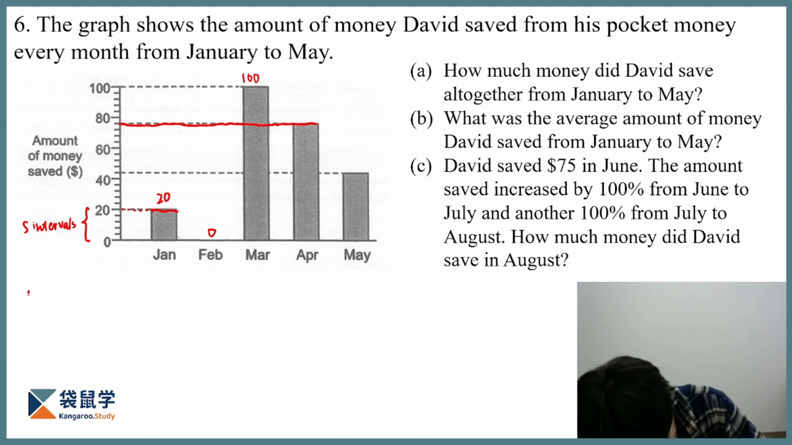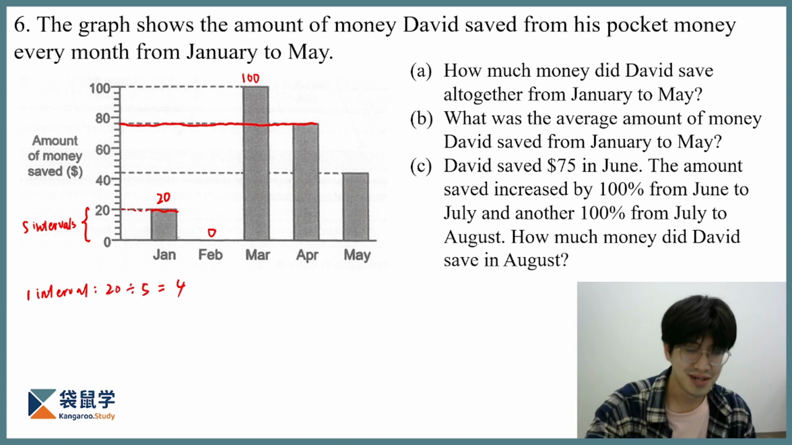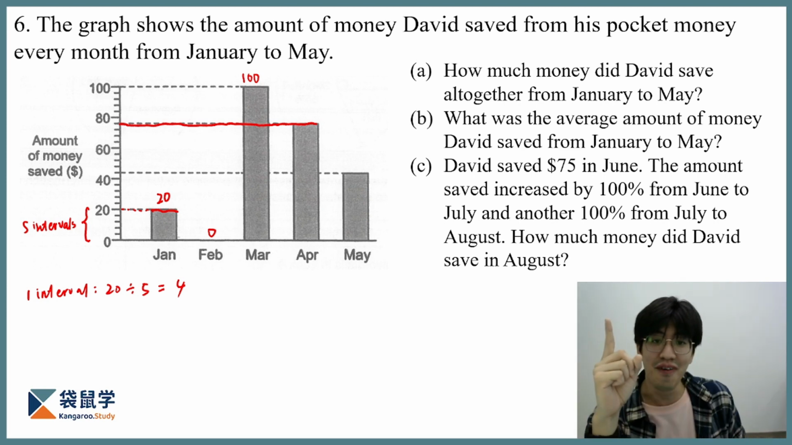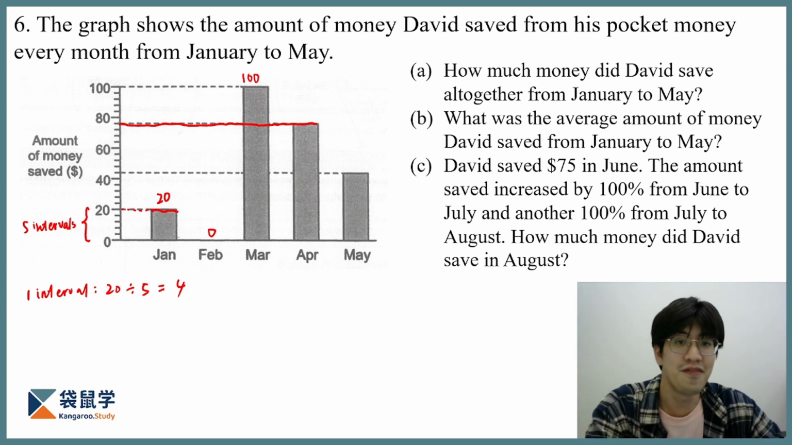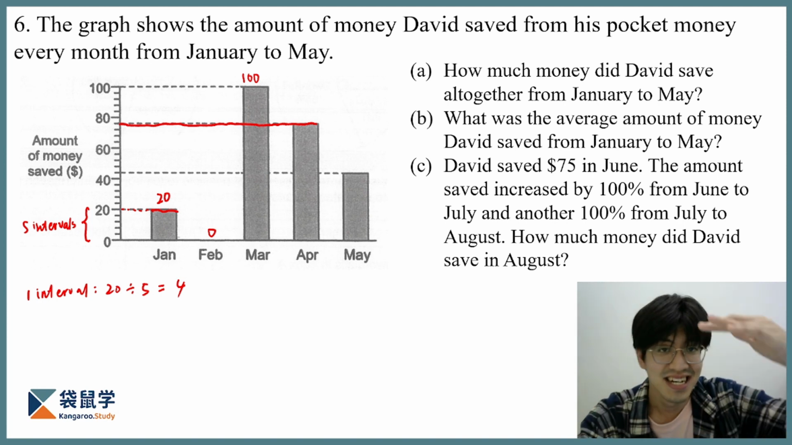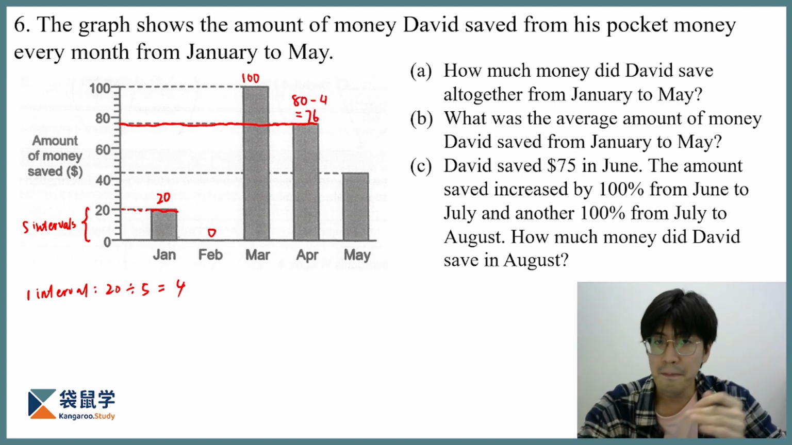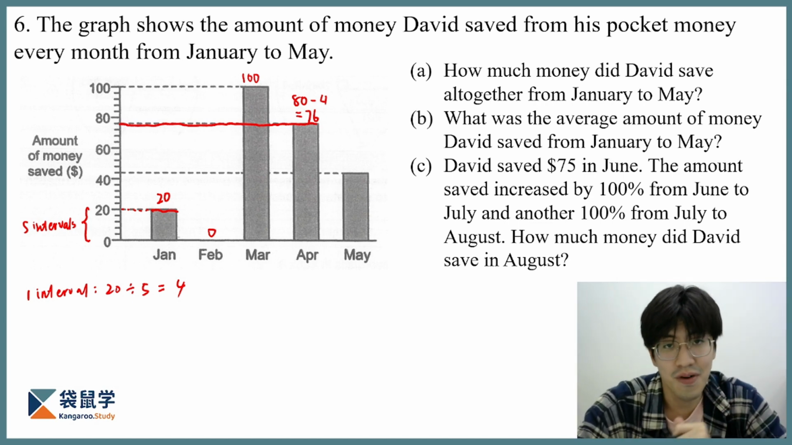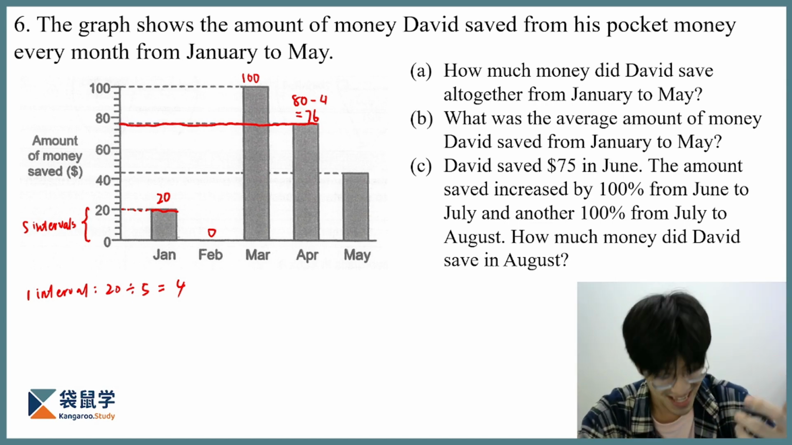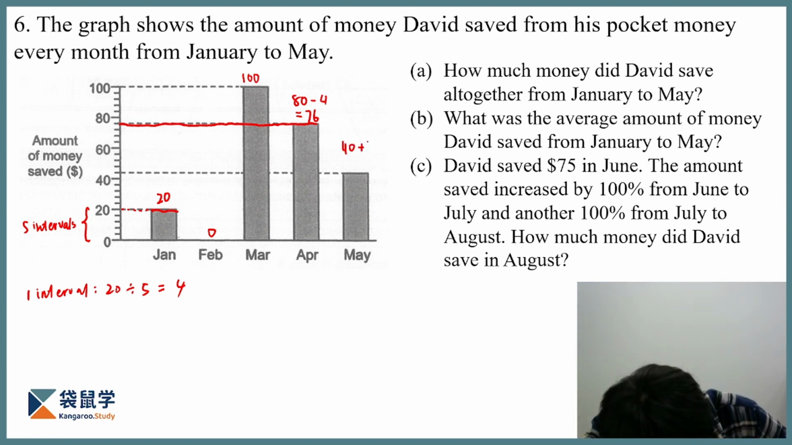I can simply take 20 divided by 5 to get 4. So now, knowing that one interval is 4, can I figure out the money for April? Yes. 80 minus an interval, minus 4, so that I get 76. How about May? You can pause the video now and work out the amount for May. Ready? The answer is 40 plus 4, because one interval above over here, which is going to be 44.